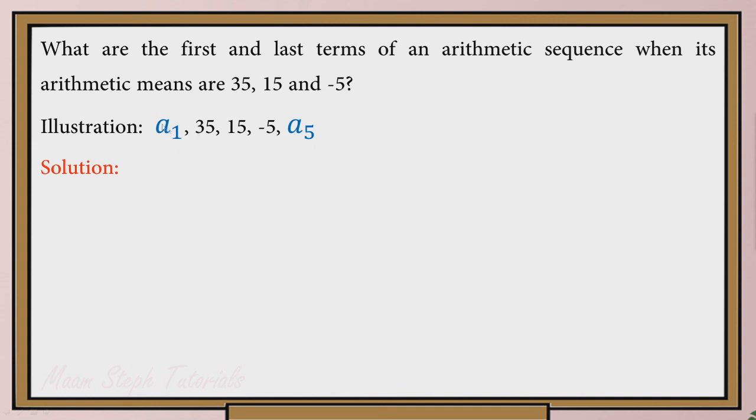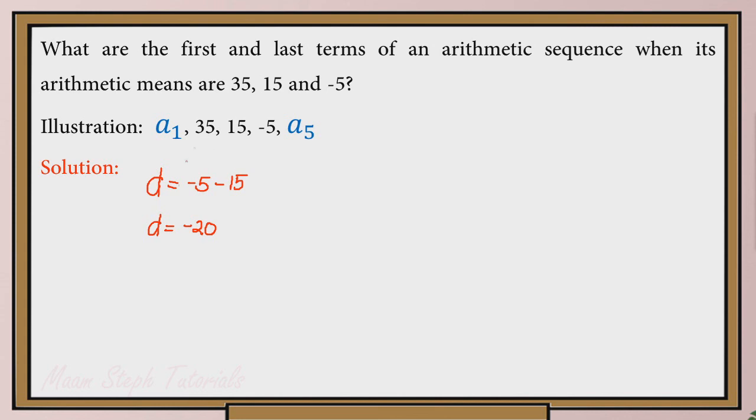So, again, para makuha natin yung a sub 1 at saka a sub 5, kailangang malaman muna natin kung ano yung common difference. And by definition, to get the common difference, d, we will just choose any term in our arithmetic sequence and subtract that from the number na kasunod nito. So, if we are going to choose 15, yung kasunod ng 15 ay negative 5. So, unahin nating ilagay ang negative 5. Tapos, minus 15. Kaya naman, yung common difference natin dito ay negative 5 minus 15, that is negative 20.